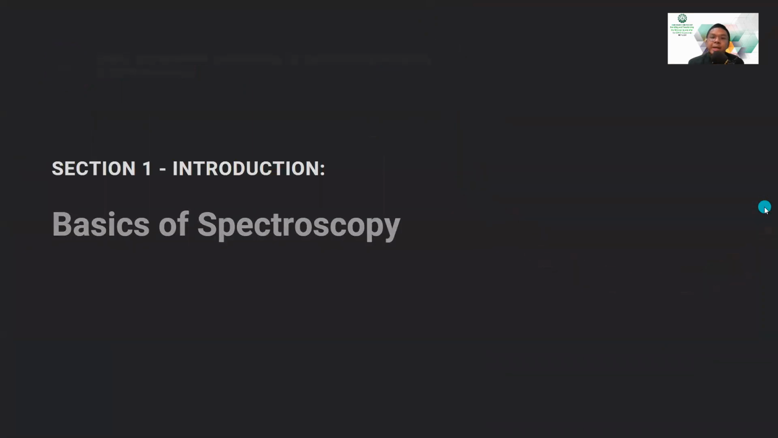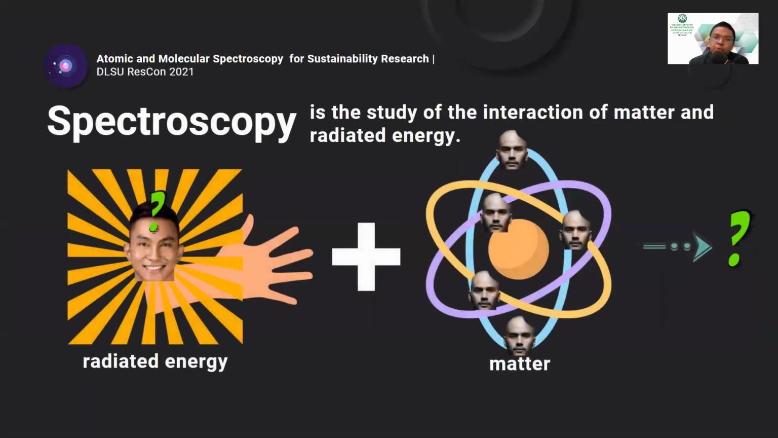So we now move on to the basics of spectroscopy. So definition muna, spectroscopy is defined as the study of the interaction of matter and radiated energy. So we have two questions here. The first one would be, ano ba ang radiated energy? What is radiation? Ano bang tinutukoy natin dito? So yun yung unang tanong. And pangalawa, anong mangyayari sa matter natin, sa atom, sa molecule, if these are exposed to certain types of radiation? So those are the questions that you will be answering in the next slides.